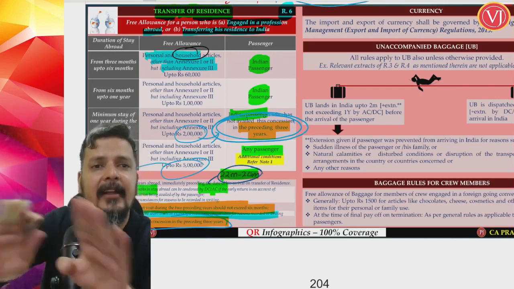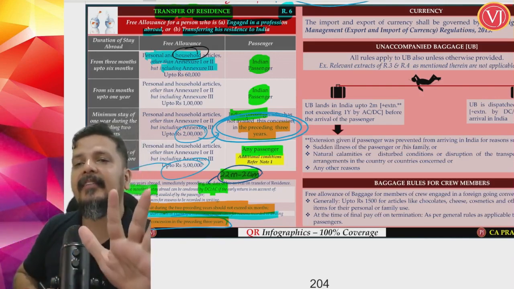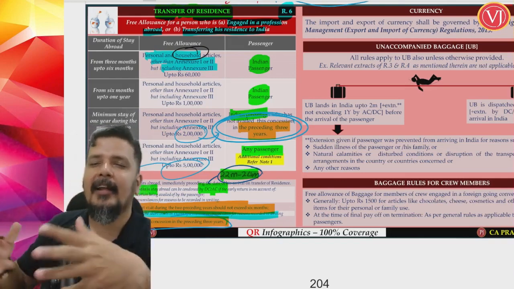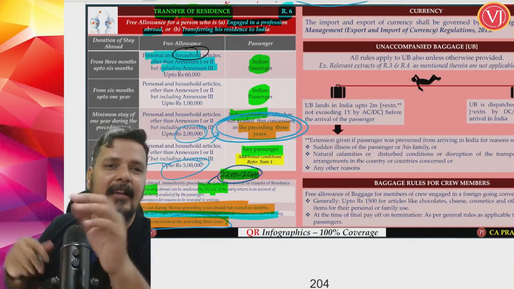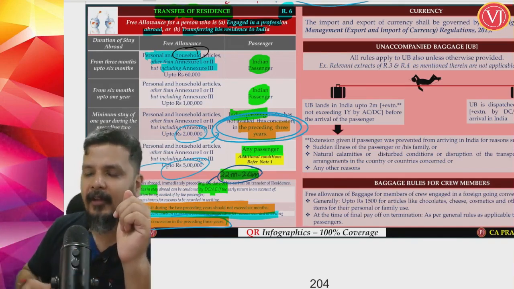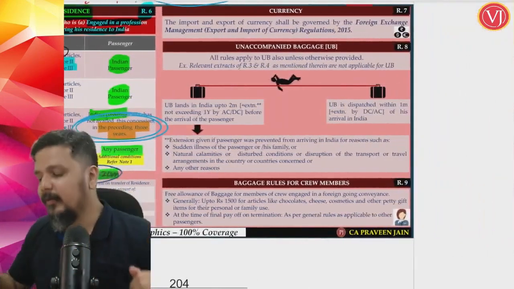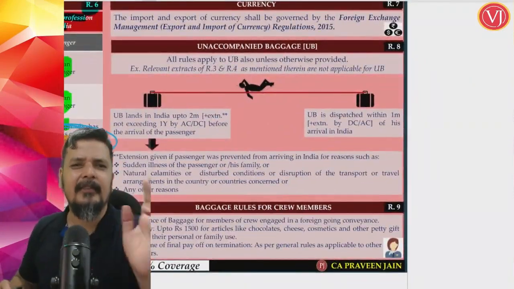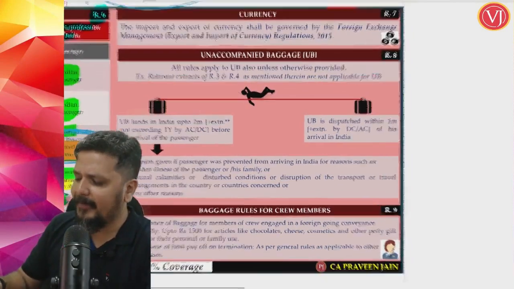The benefit of 2 lakhs and 5 lakhs is only once in 3 years. And there are 2 extra conditions, with the relaxation that we have discussed, for 5 lakhs. So that is all about your rule 6. And when you talk about rules 7, 8 and 9, they are not so important. They are all basic time pass rules.